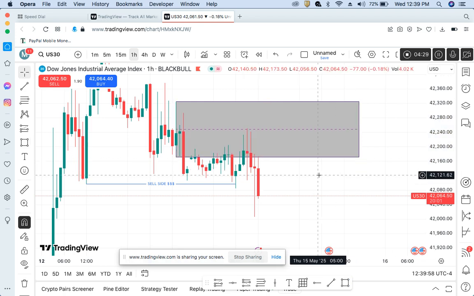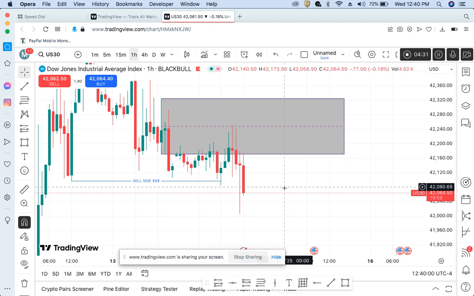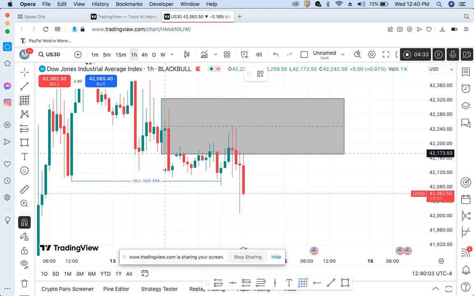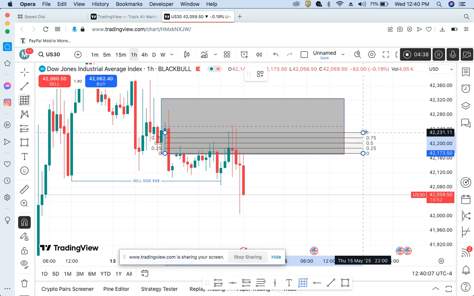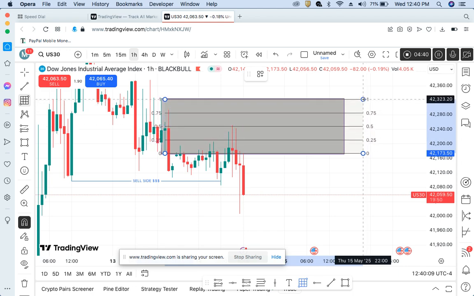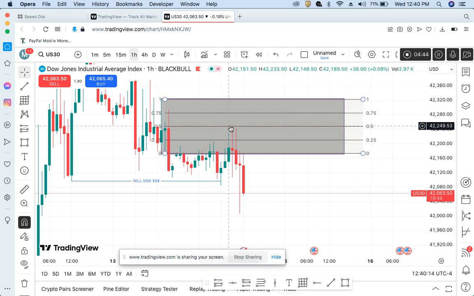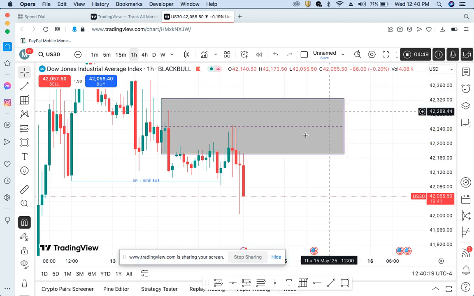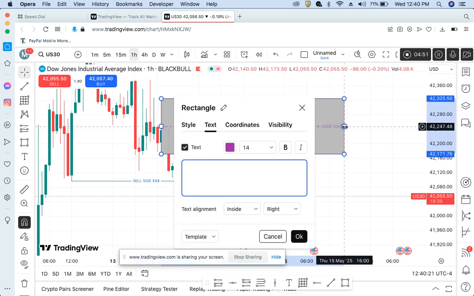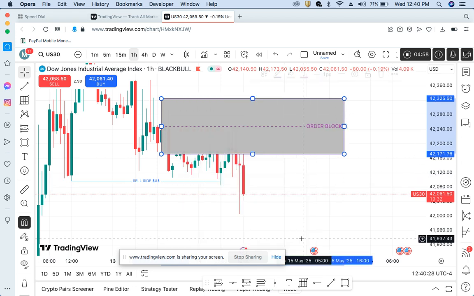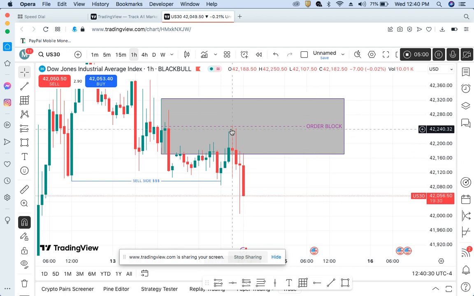I like dissecting my key level into quadrants. So you see that price came up to the 0.5 level, or the equilibrium level, of the order block. That's why we expect resistance from the consequent encroachment. So this is an order block. We drop down to the lower time frame and look for a setup.